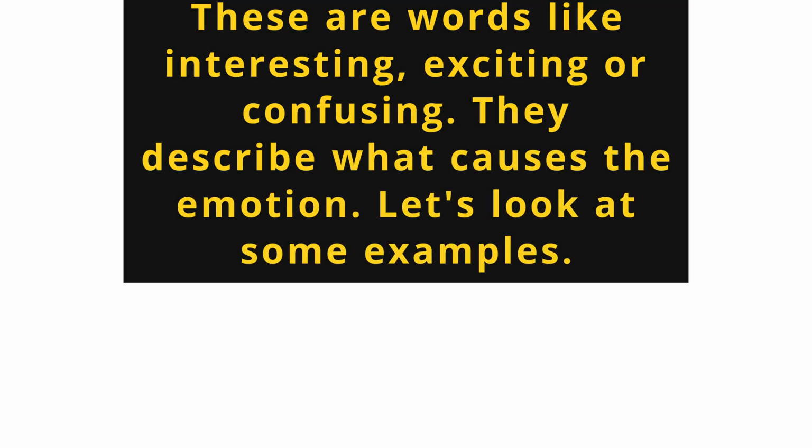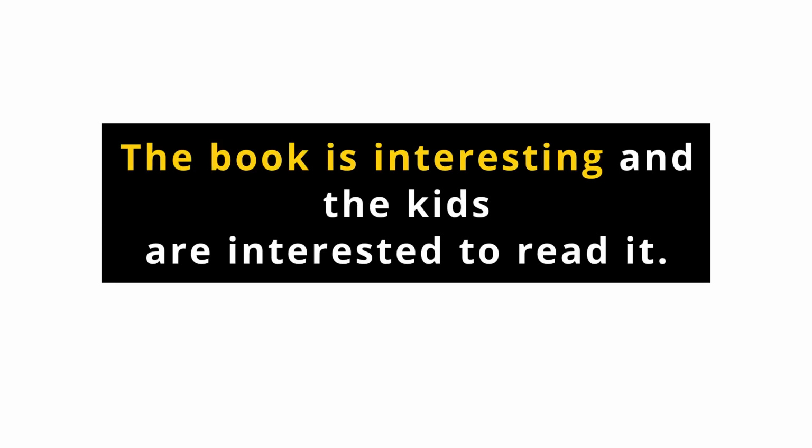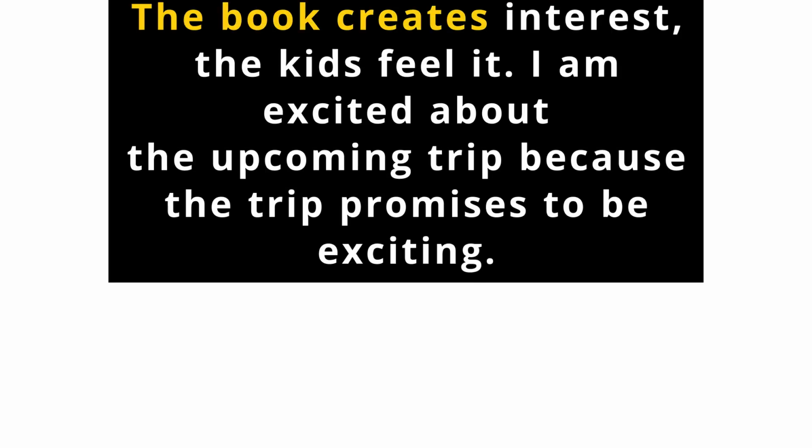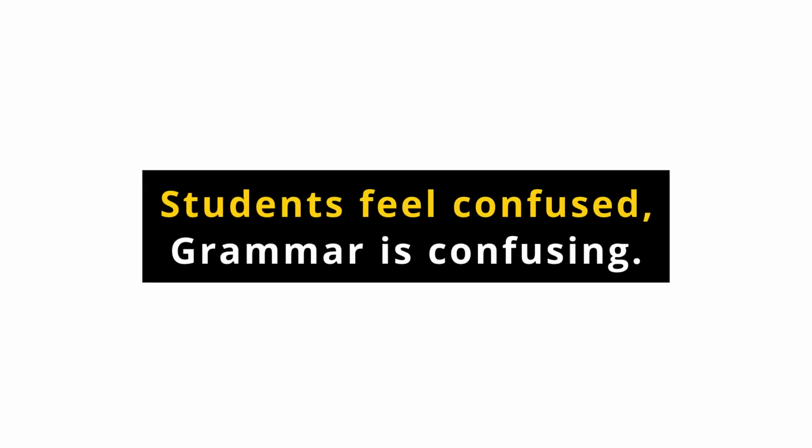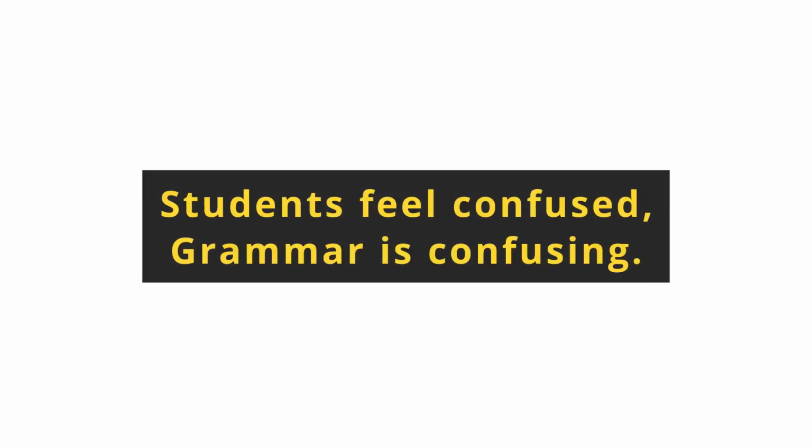Let's look at some examples. The book is interesting and the kids are interested to read it. The book creates interest. The kids feel it. I am excited about the upcoming trip because the trip promises to be exciting. I feel excitement. The trip is exciting. My students feel confused about this topic because English grammar is confusing. Students feel confused. Grammar is confusing.